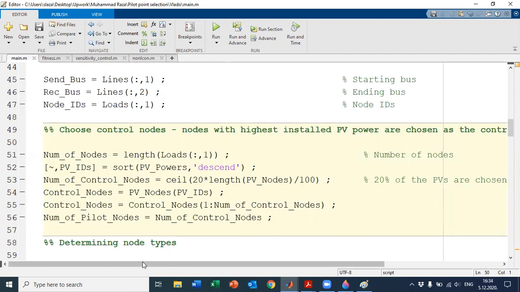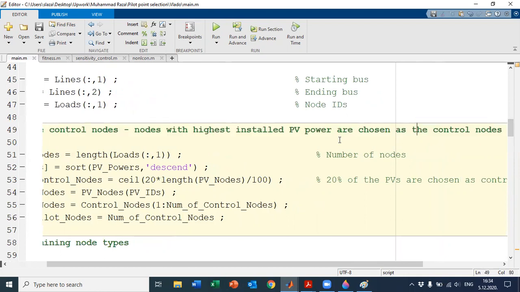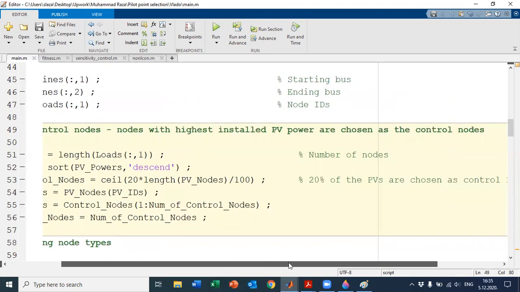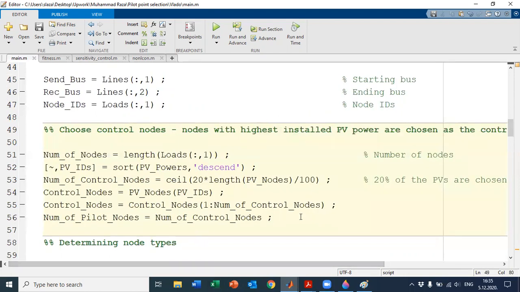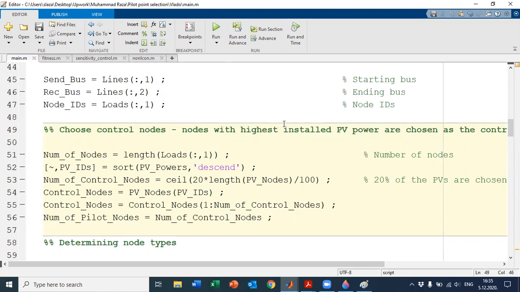So basically, in the paper, and in this work, we've chosen the control nodes. We've chosen 10 control nodes, and these control nodes are nodes with the highest installed PV power, meaning that they can provide the biggest reactive power reserve and can have the biggest benefits on the power system operation in terms of voltage regulation. That is done in this part of the code here. So we've just chosen the nodes which have the highest installed PV generation as the control nodes.